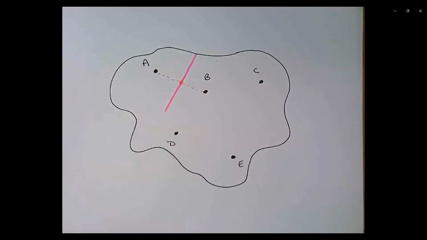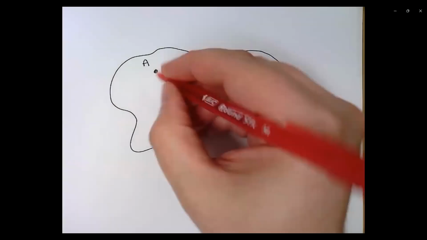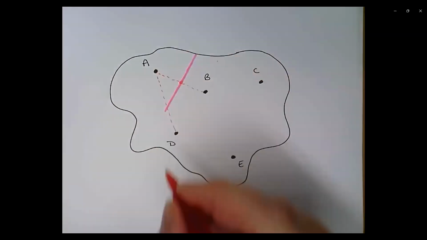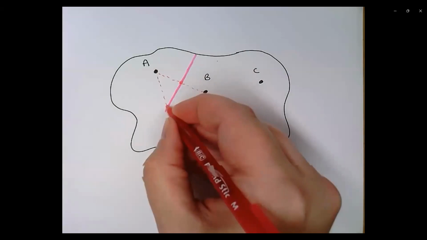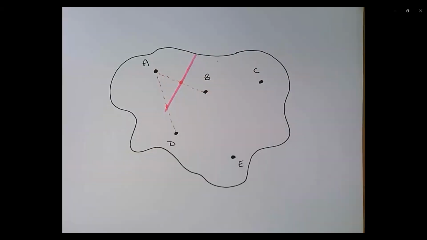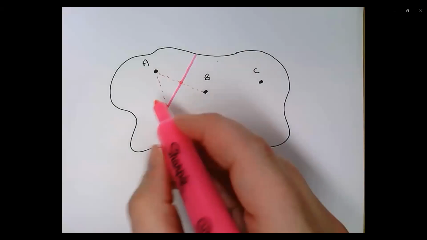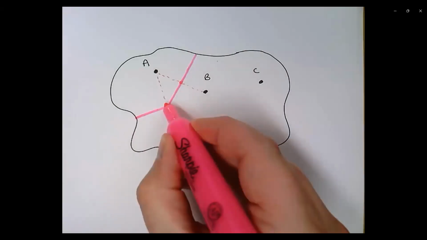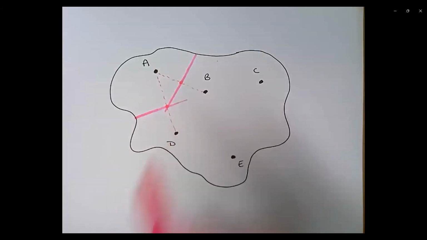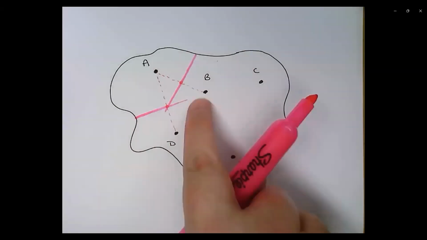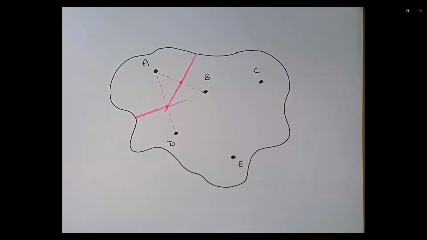While we're at it, let's do A and D. The middle point's about there. So the perpendicular bisector there would look like this. And I could continue it over there. But again, by the time I'm over to about this area, I can see anything that I draw is going to be closer to B than it is to D. So I'm not going to worry too much about it.